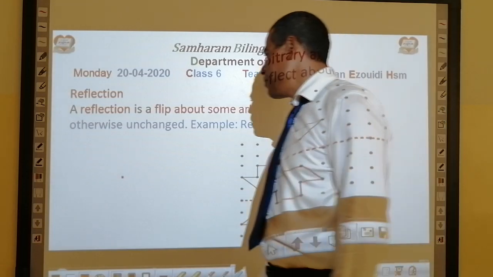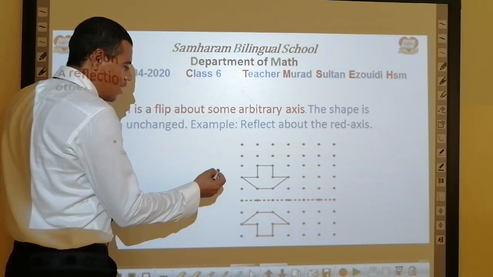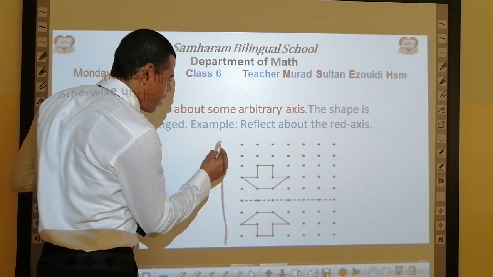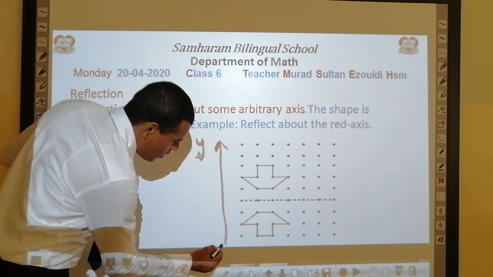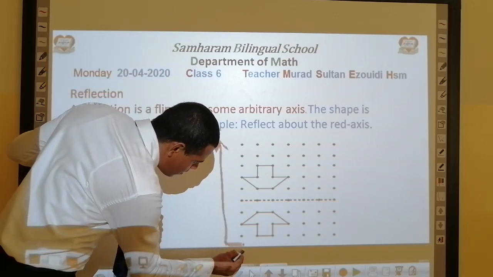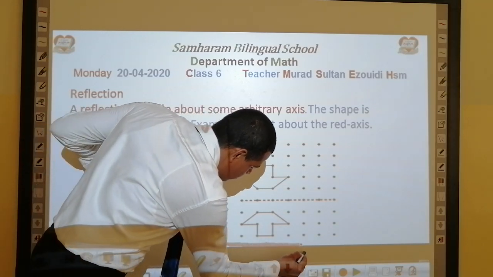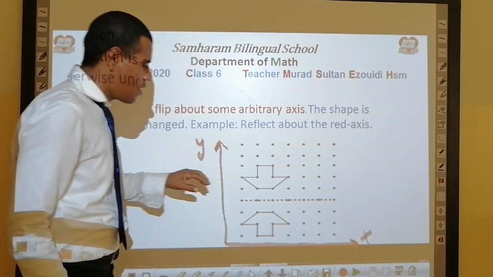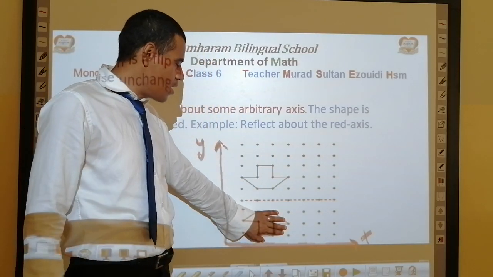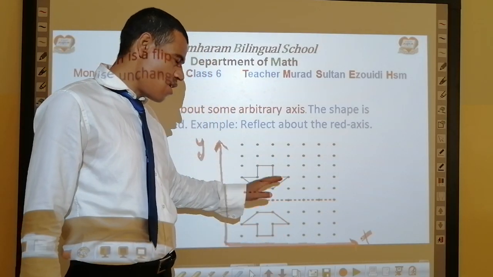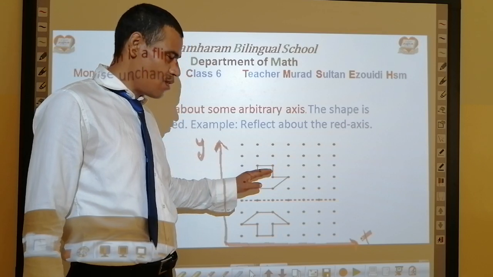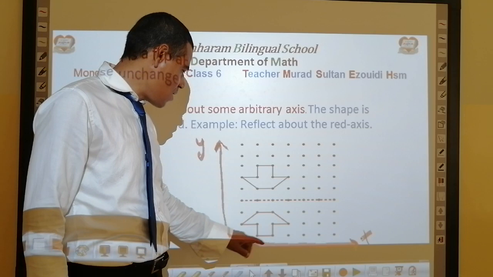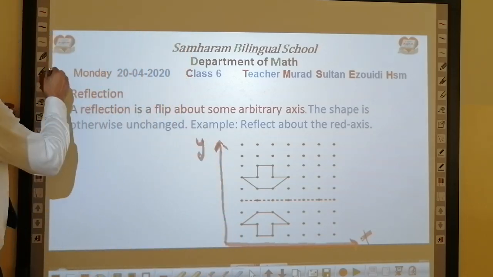Okay, now if this one, my kids, represents the y-axis, and this one is the x-axis. Okay. So the red shape is the image of the black one, after reflection in the y-axis. For example, here I will do it.